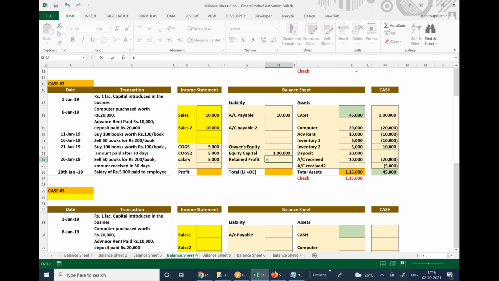My retained profit will be equal to this profit, but let me calculate profit first. Equals sum of all the incomings, sale 1, sale 2, minus sum of all the expenses, 5,000. My retained profit will be equal to profit, and total liability will be sum of everything.